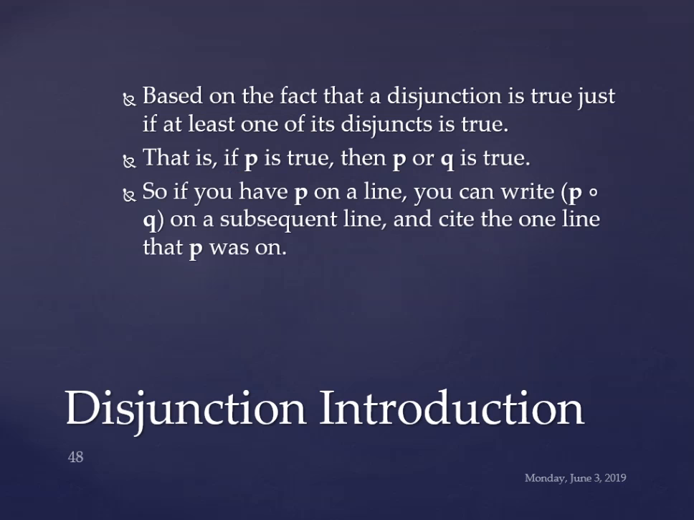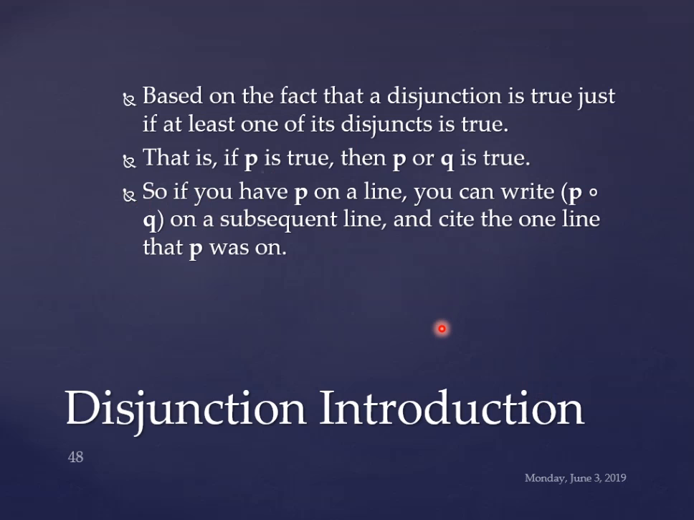So if you have P on a line, you can write down P or Q on a subsequent line and then cite the single line that P was on. This is important, because you're like, well, wait a second, where did you get Q from? Don't you have to get Q from another line? And the answer is no, you don't. You can just introduce it as needed.